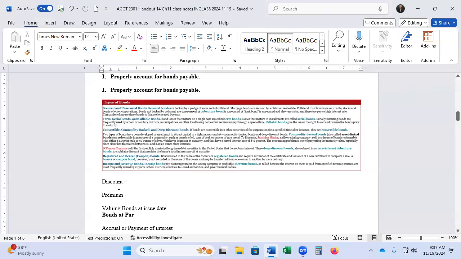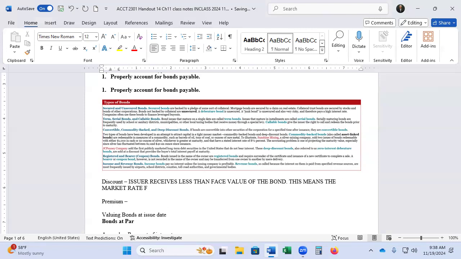So for discount, the issuer receives less than face value of the bond. This means the market rate for similar risk is higher than the interest that the bond is paying.